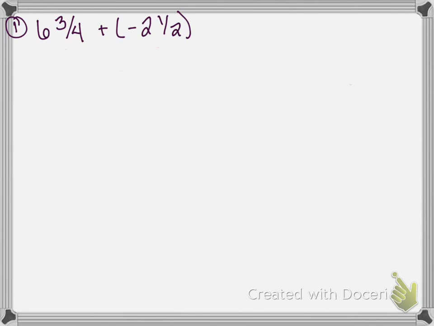The way that you change that to an improper fraction is you take 4 and you multiply that times 6. So we get 24. Then we add that to 3. Okay? So this as a mixed number is 27 over 4, because 4 times 6 is 24 plus 3 is 27.